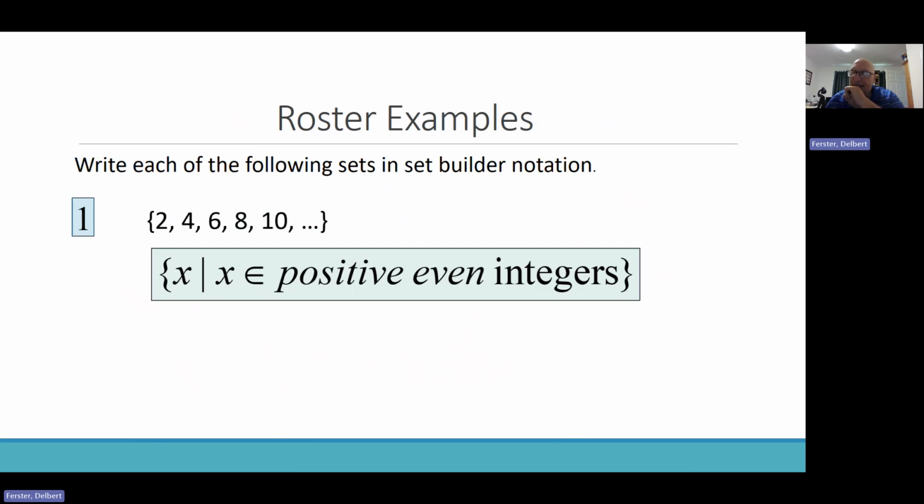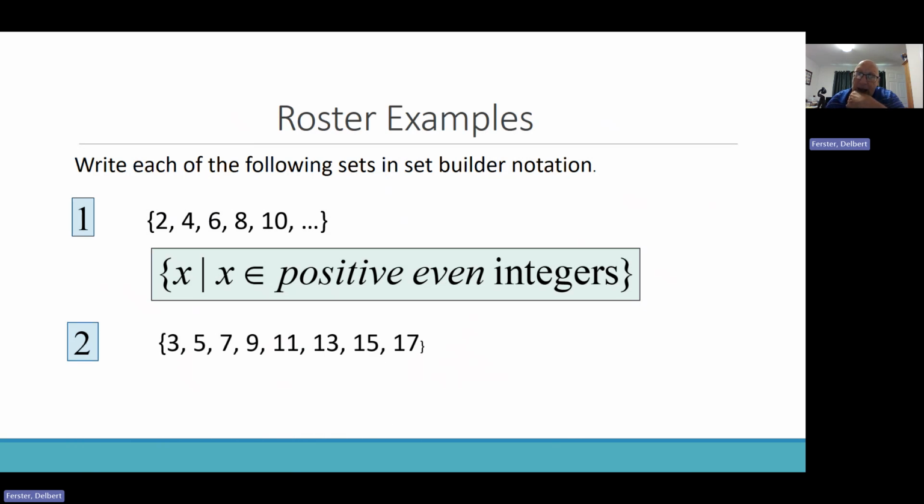So I went ahead and said this is the set X such that X is an element of the positive even integers. That's not all you could have written. Had you written something different, as long as it accurately described that set and nothing else, I would have given you credit for it. A little different here. Well, what do you got?